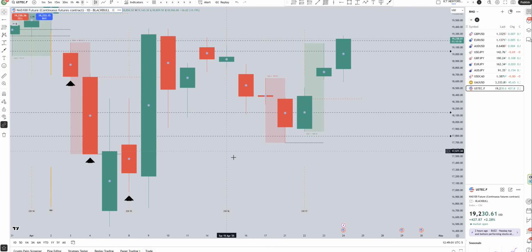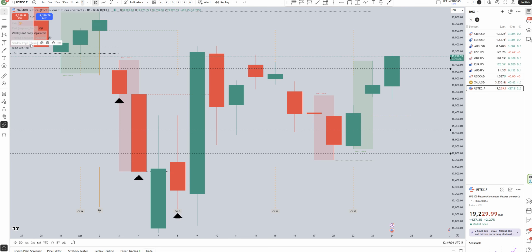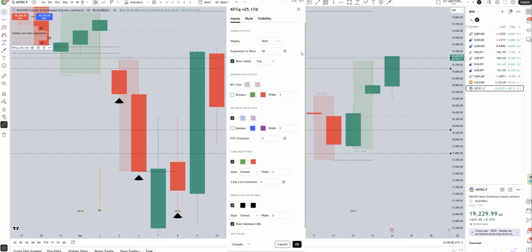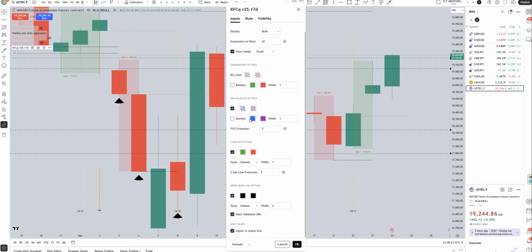Type 1, type 2. I should increase this. It's showing for both. I'm showing 20 expansion, so the last 20, bullish, the last one tiny. Of course, the size you guys can play with that. So let's use small maybe. The color of the expansion, if you want the border, the FVG, types of FVG. It also needs fixing maybe in later versions because currently this is not working.